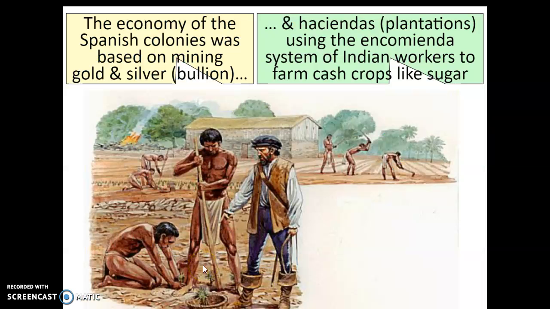As I mentioned earlier, the economies here, the mercantilist system, are based on mining and based on farming. So you have various different cash crops like sugar, eventually tobacco, that are going to be farmed on these encomienda systems, or these plantation systems, or these haciendas. And you also have these mines extracting large swaths, or bullion, which is just another name for large amounts of gold and silver, that are happening here in the Spanish colonies.